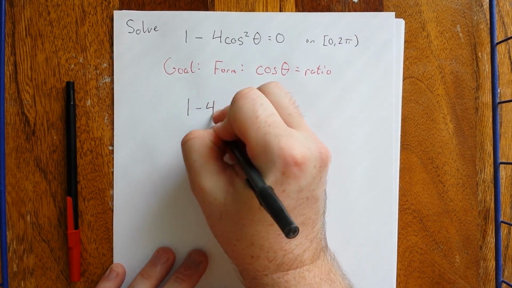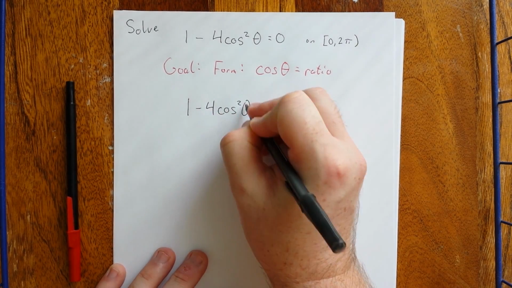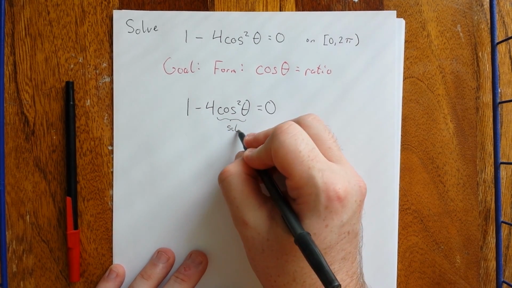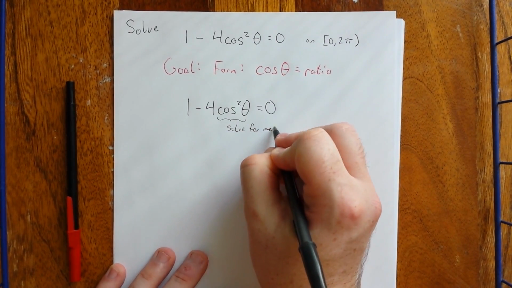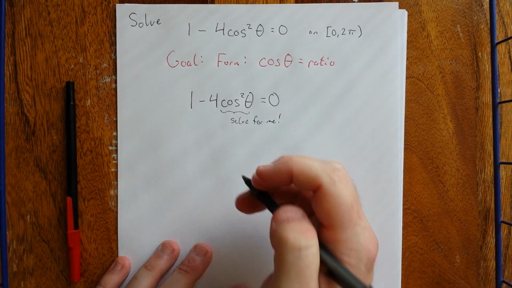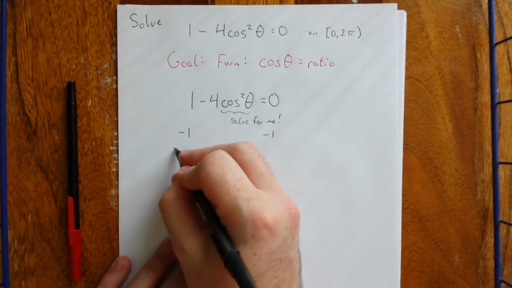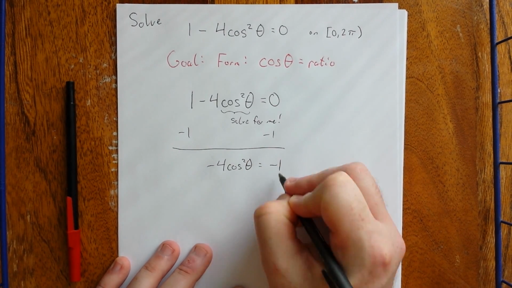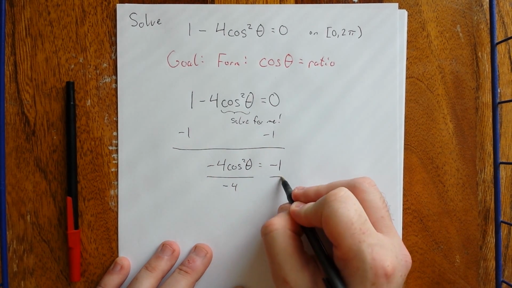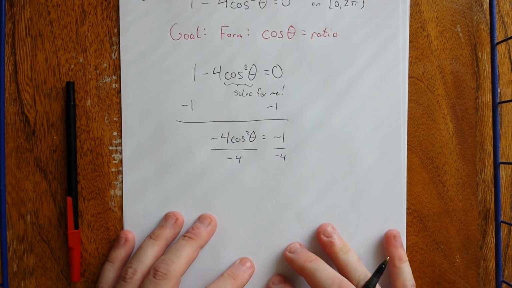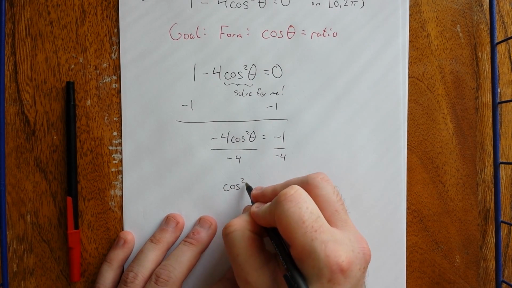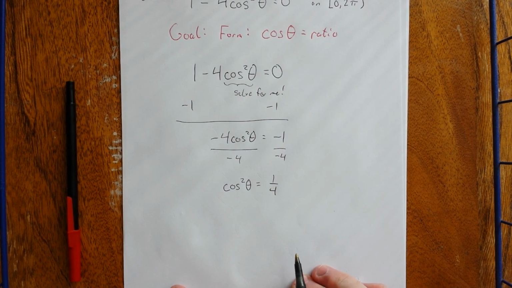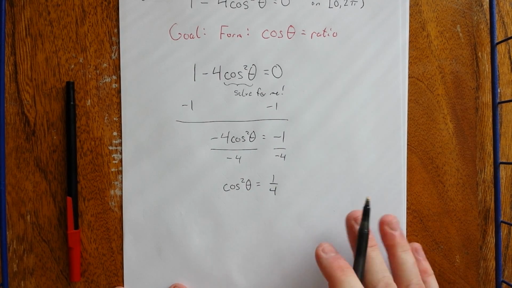So, for this one, we're going to have to reach back to our algebra skills and see if we can start by solving for the cosine squared. So algebraically, let's subtract 1 from both sides. Get negative 4 cosine squared theta is equal to negative 1. And then divide both sides by negative 4. Now, 1 over 4 can't really be reduced, but you can cancel out the negatives. So we get cosine squared of theta is equal to 1/4.